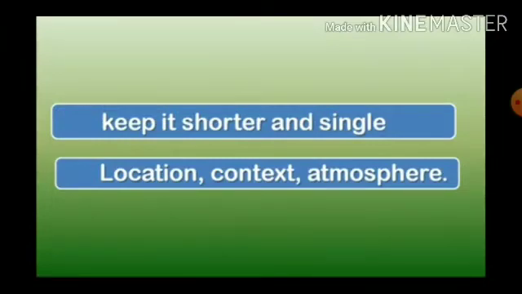And there should be only one setting in the story, as you are writing a very short story. Using more than two or three settings will complicate the story writing, and you won't be able to justify it with your story, and perhaps the readers won't be able to get connected with the story. You should use locations, context, and atmosphere as the setting of your story.